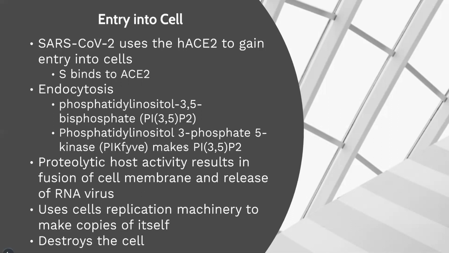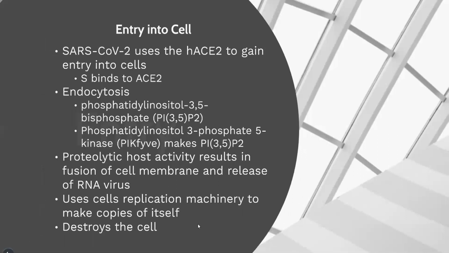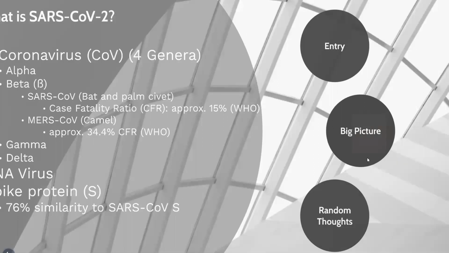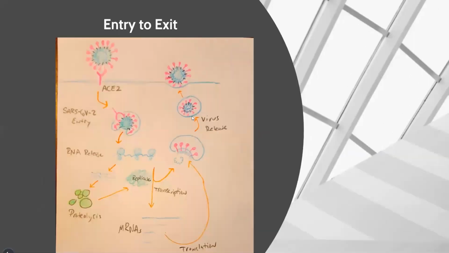Proteolytic host activity results in the fusion of the cell membrane and release of the RNA virus into the cell. I'll kind of show a picture of that here in a minute. And then it uses the cell's own replication machinery to make copies of itself, and ultimately it destroys the cell in the process. So if we look here, I drew a little picture, pardon my drawing, I hope it's clear enough.